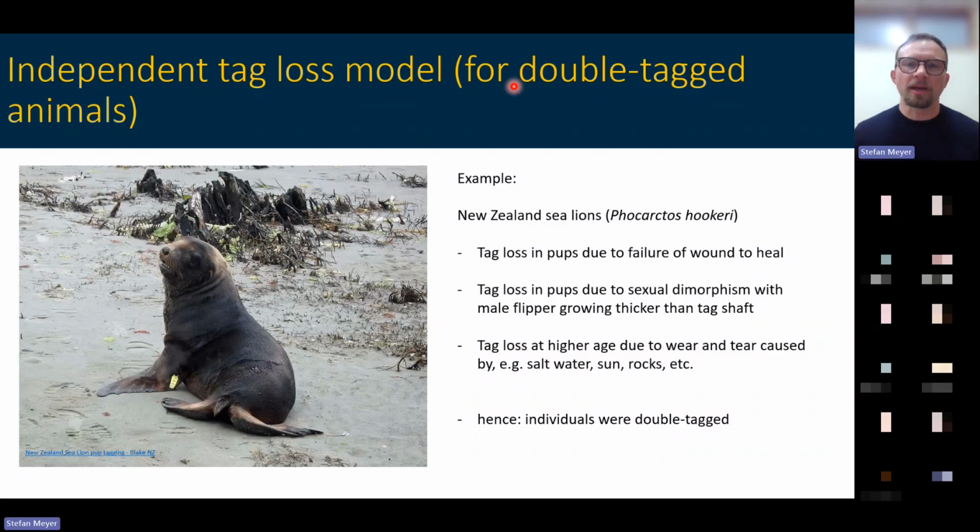So just to give you a bit of an idea where this is applicable, there is one example that I used to work with in the past, and these are New Zealand sea lions.